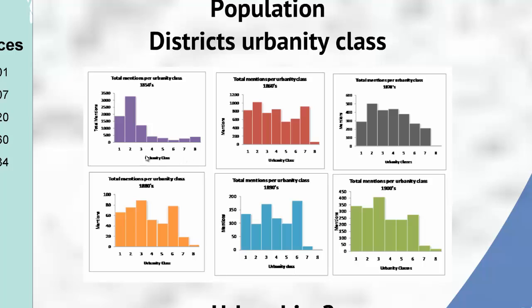And what we did was basically just to count the total mentions that we have per class in each of the districts. So if there was really an urban bias, we would expect to see more of the mentions in these particular classes, which was something that really didn't happen.